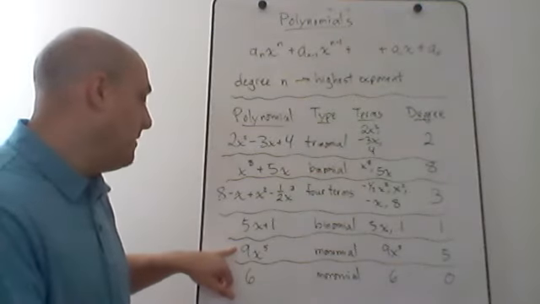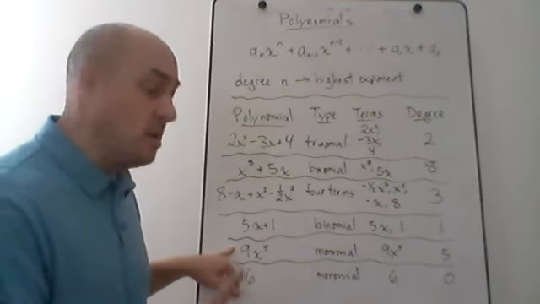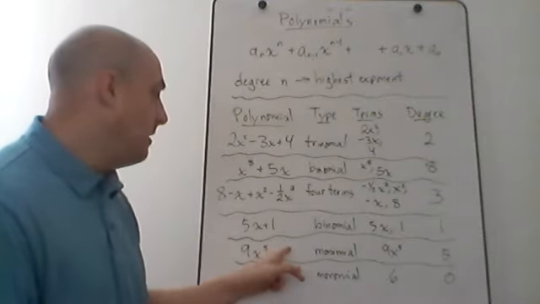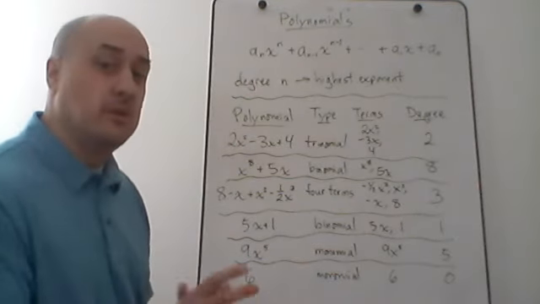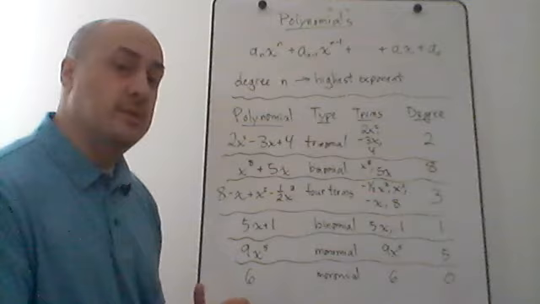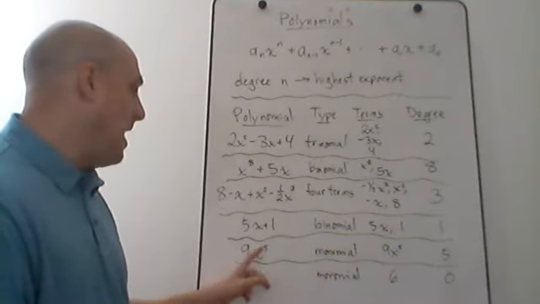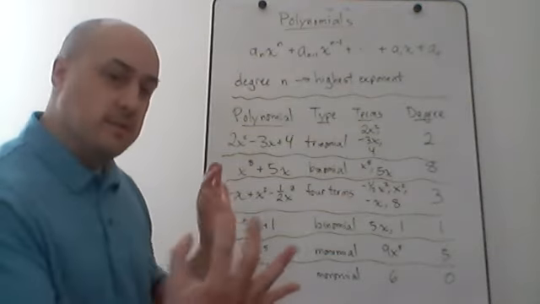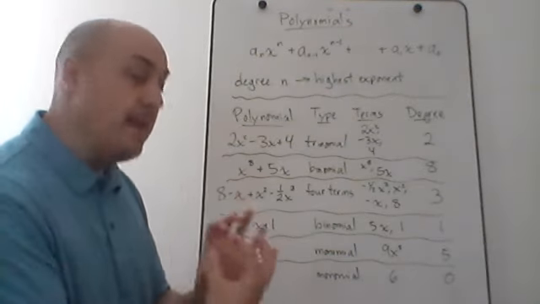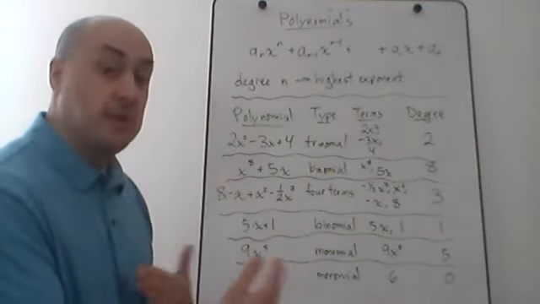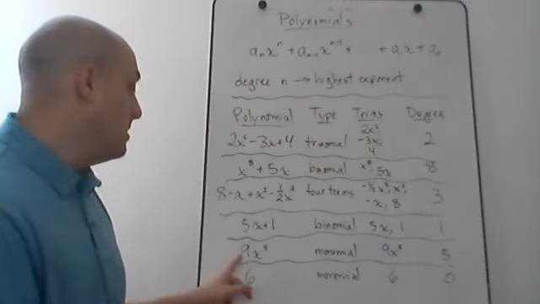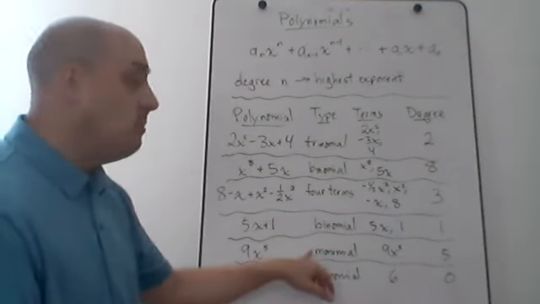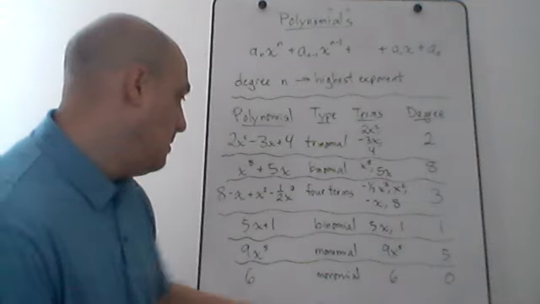This one, 9x to the 5th power. Well, this one just has one single term, right? It's just that 9x to the 5th. Nothing's being added or subtracted to that. Remember, the terms are separated by addition and subtraction. You don't want to say, well, it's 9 times x to the 5th, so my terms are 9 and x to the 5th. The stuff that's multiplied together makes a single term. The addition and subtraction is what separates the terms. So this one is just a single term, the 9x to the 5th, which makes it a monomial.